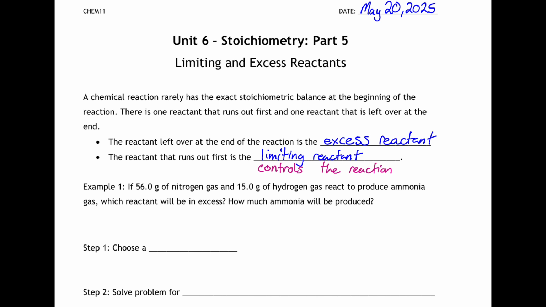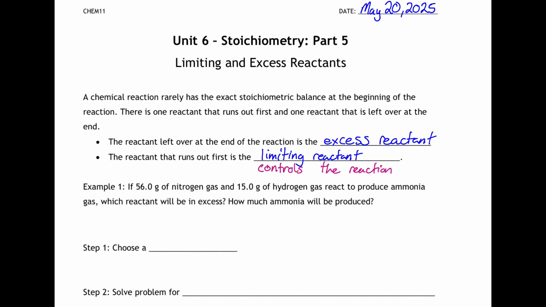It doesn't really matter how much of the excess we have because we'll have some left over. We won't use it all up. But the one we use up is the one that will control how much we get. So that's the one we're going to use to do our mole ratio or other calculations to figure out what the products are going to be.